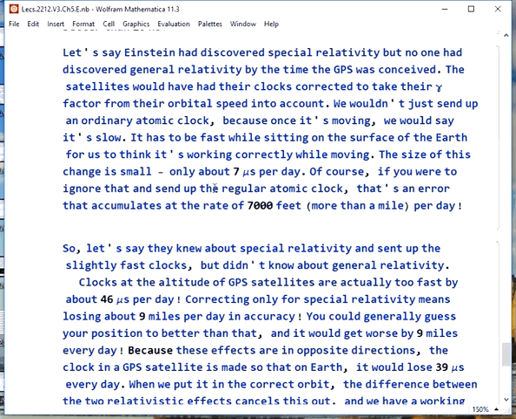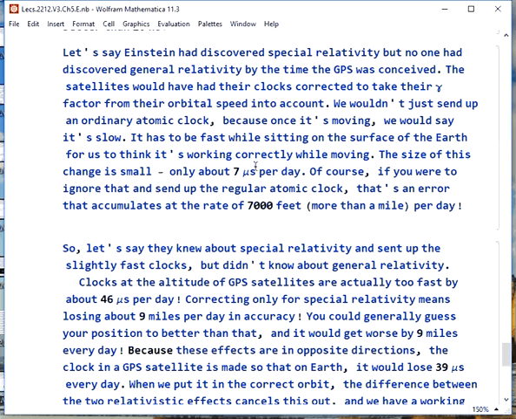Now, what if Einstein had discovered special relativity, but no one had discovered general relativity by the time people got the idea to set up a global positioning system? The satellites would have had their clocks corrected for their gamma factor before we launched them. If we send up an ordinary atomic clock, once it's moving, we'd say, no, it's slow. It would be slow by 7 microseconds a day. So what we have to do is make it fast by 7 microseconds a day while it's sitting on the surface of the Earth. Then by the time we get it in orbit, we take care of that special relativistic shift. If we don't, losing 7 microseconds a day corresponds to an error of 7,000 feet, which is more than a mile every day.